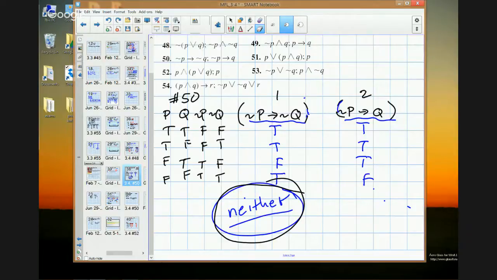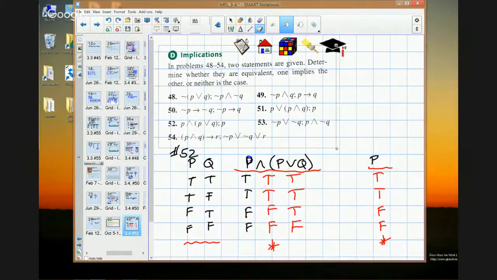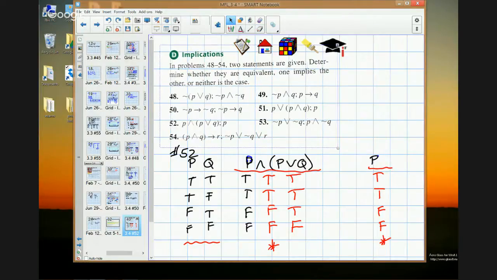Let's do one more, okay? Let's take 52, which is also from that section. Here's the first statement. Here's the second. The second, if you're wondering, that's only P. Yep, that's what they have there. It's a P. So that's the second statement. So all I had to do is copy my standard column over here.